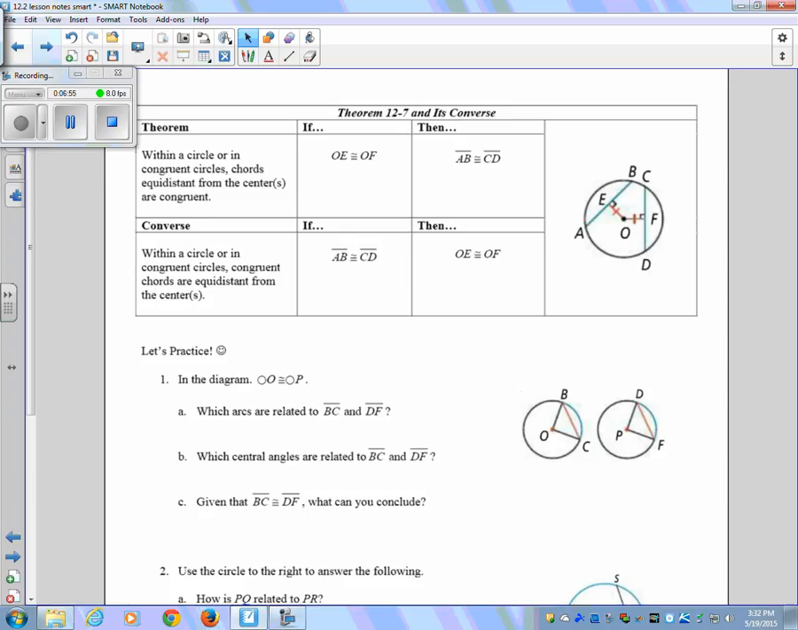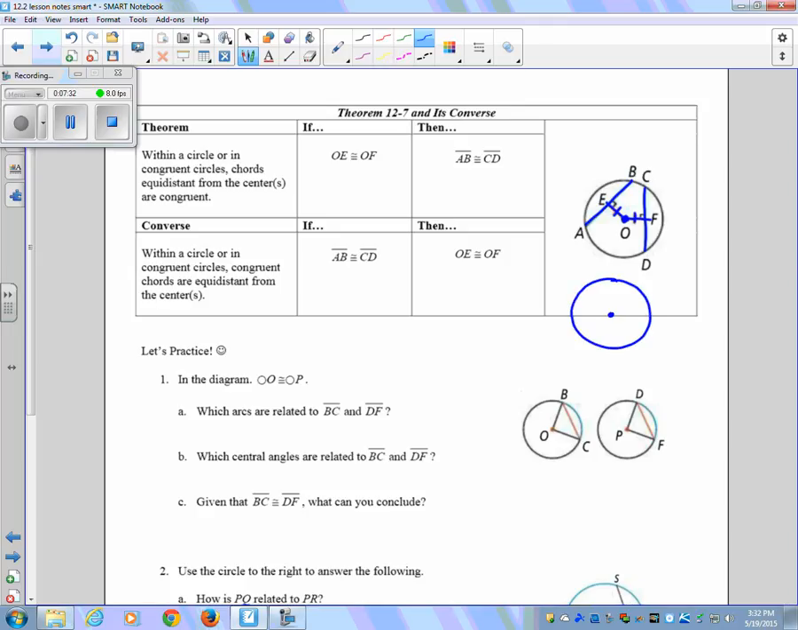Okay, and this last one is a little bit different. It says, within a circle or in congruent circles, chords that are equidistant from the center are congruent. So if we have two chords, AB and CD, and we know that the distance from the center to this chord is the same as the distance from the center to this chord, then the two chords have to be congruent to each other.